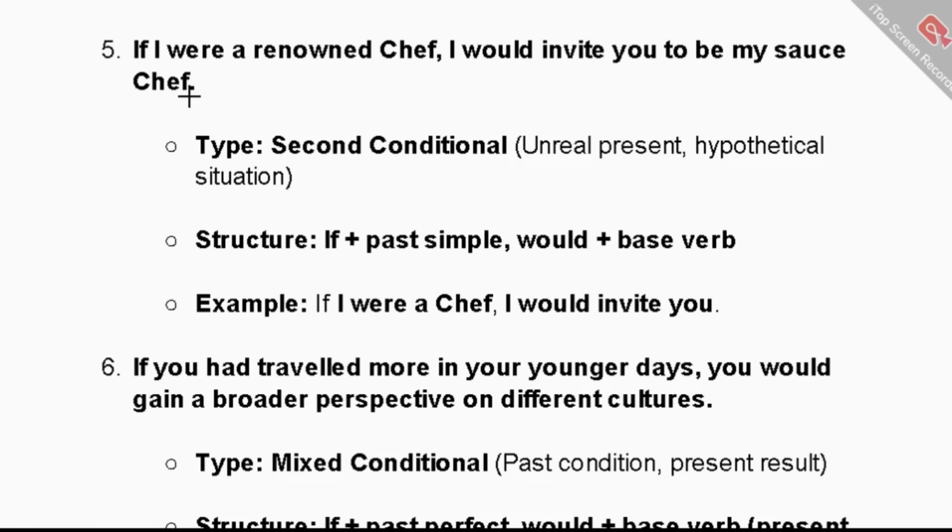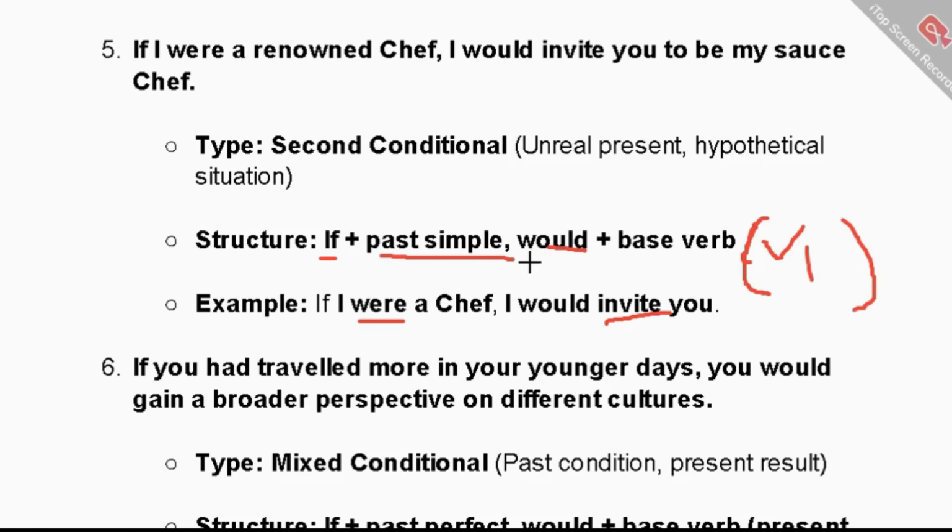Now the next one, fifth, if I were a renowned chef, I would invite you to be my sauce chef. Now this is the second conditional because it's unreal present, means hypothetical situation, means if I were so, something would happen. So here we have the structure if plus past simple. Here we have if I were, or was, we don't take was here, were only. So past simple if I were, and here we have would plus base verb, that is V1. This is the base form V1.